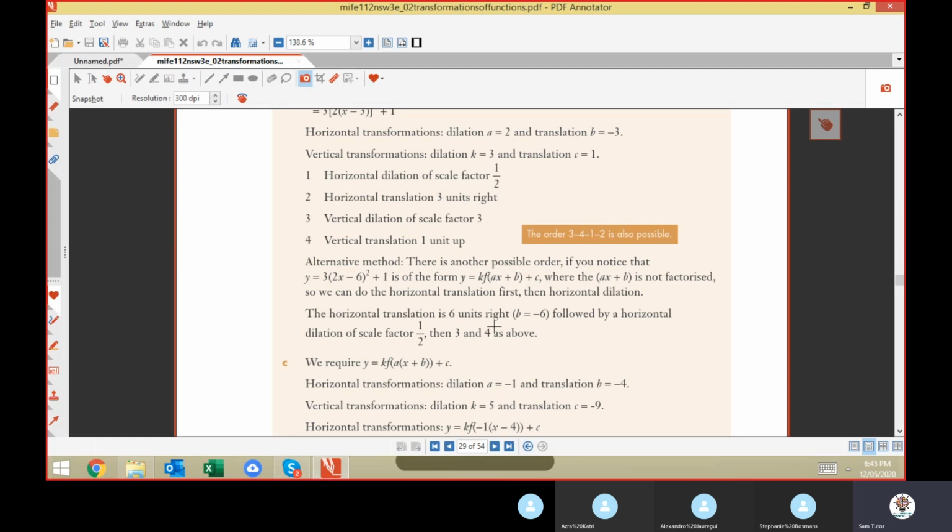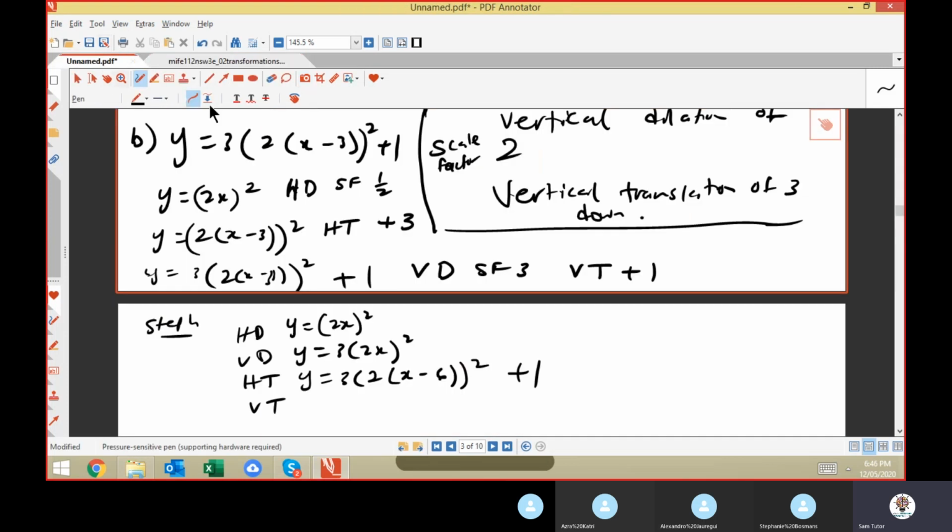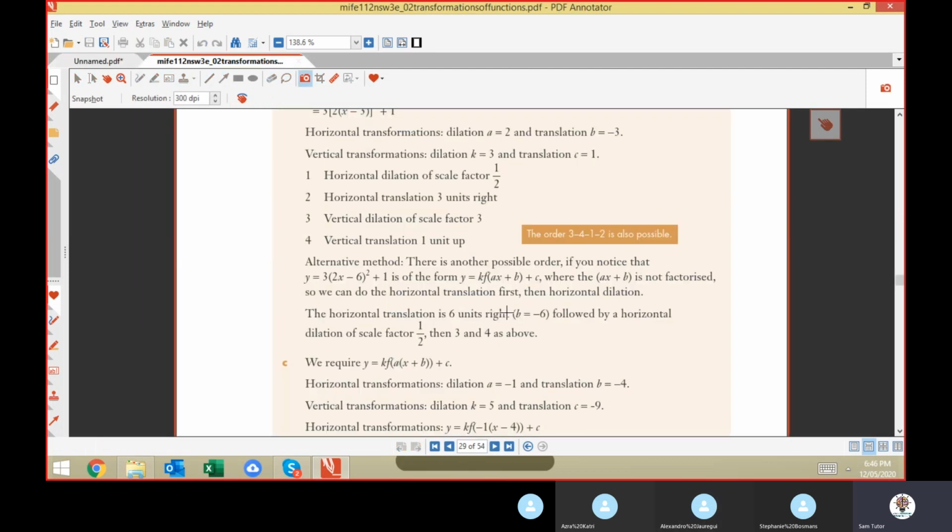Oh, maybe there's another possible order. If you notice that is in the form where it's not factorized, so we can do the horizontal translation first, then horizontal dilation. Is that what you did? No, you did not. You said HD and then VD. Right. You guys are saying dilations first and then translation. Yeah, no. That won't work.